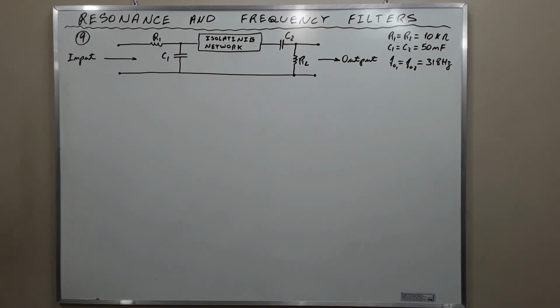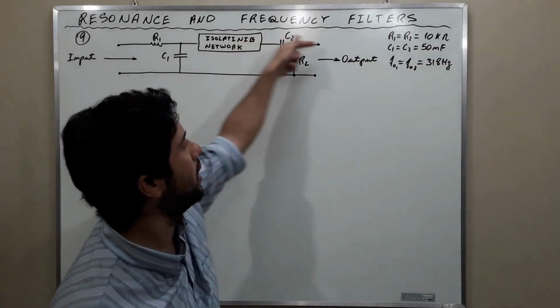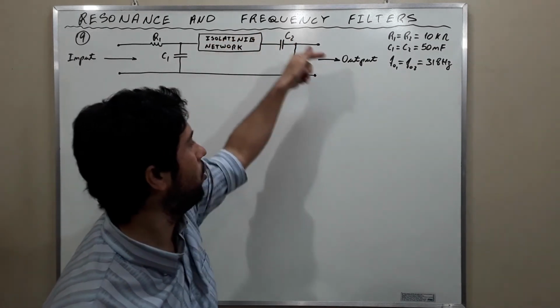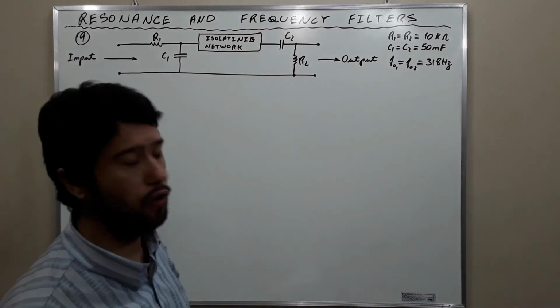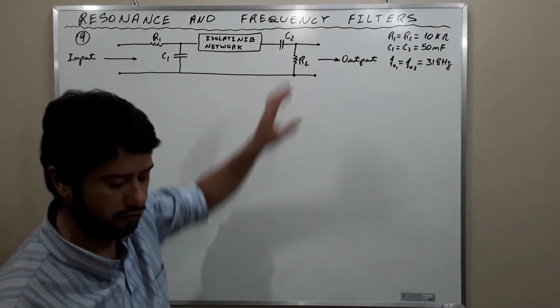As C2 is in series with the path of signals, it will hold low frequencies and let pass high frequencies. Therefore, C2 and R2 work as a high pass filter whose cutoff frequency is also 318 Hz. Okay, the capacitor here will allow high frequencies and will hold low frequencies. Then this pair here works as a high pass filter.